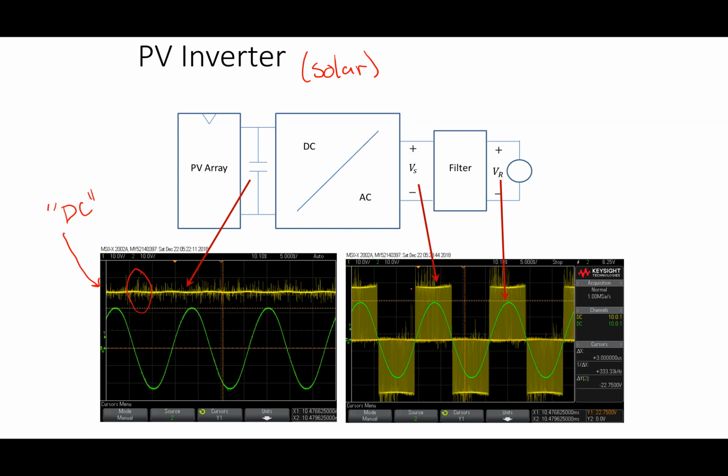Now, I also included this yellow waveform over here, which is the output voltage of this device. I called it an inverter. If you really zoomed in on this, you'd see it is a super fast square wave, which is ultimately an AC waveform.